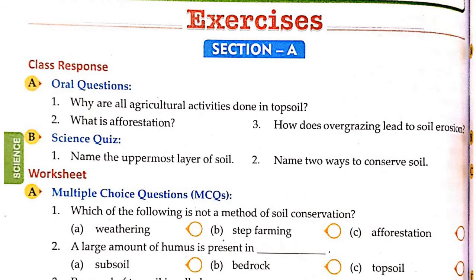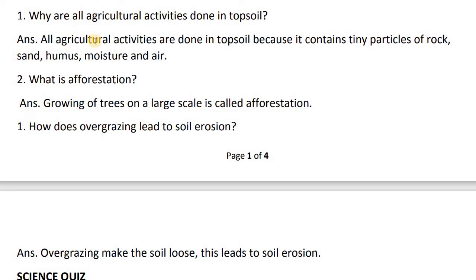Exercise Section A. Oral Questions. Why are all agricultural activities done in topsoil? Answer. All agricultural activities are done in topsoil because it contains tiny particles of rocks, sand, humus, moisture, and air. Question 2. What is afforestation? Answer. Growing of trees on a large scale is called afforestation.